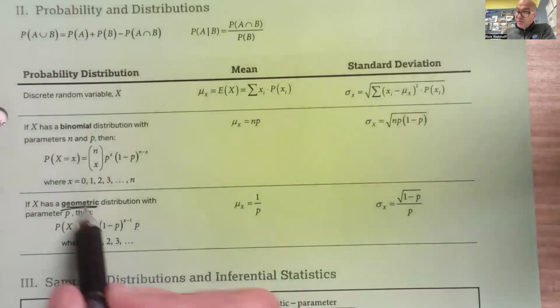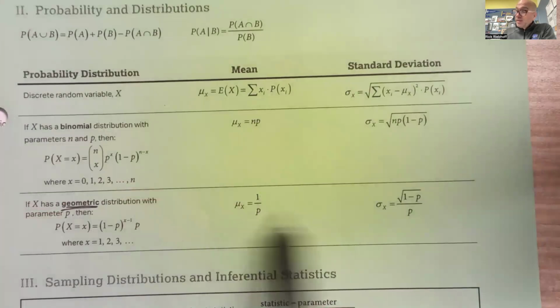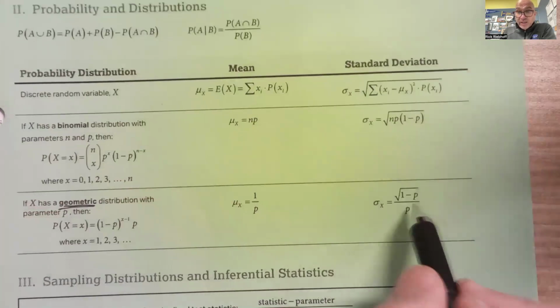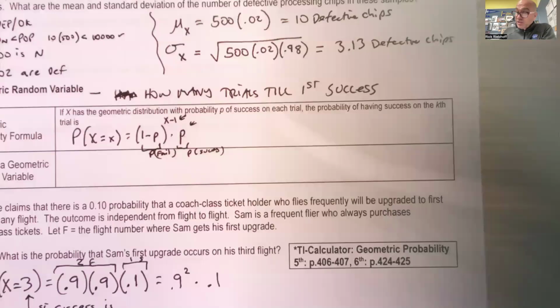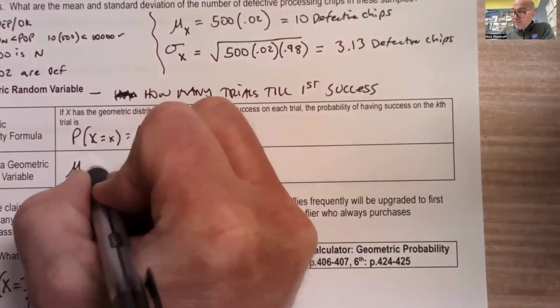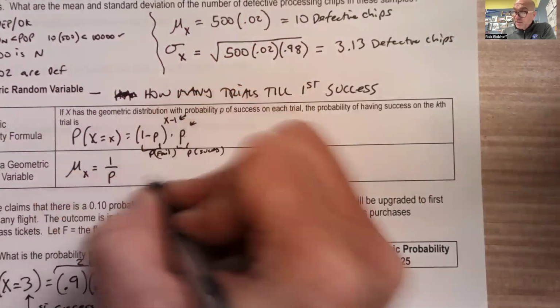The mean of a geometric random variable, again, if we go to random variables, right? Geometric, the mean is just 1 over p. There's a standard deviation as well. We don't use this very often, but it is here just in case. I've never seen it used before, but know that it's here just in case they ever ask. So we're just going to go over the mean. The mean of a geometric random variable is just 1 over the probability of success.